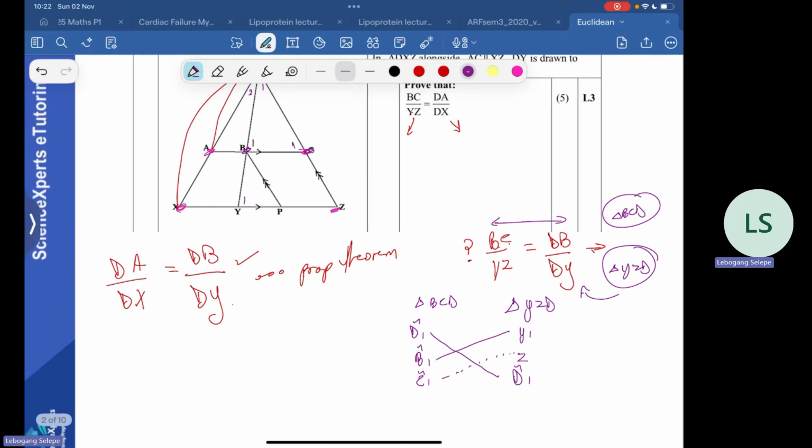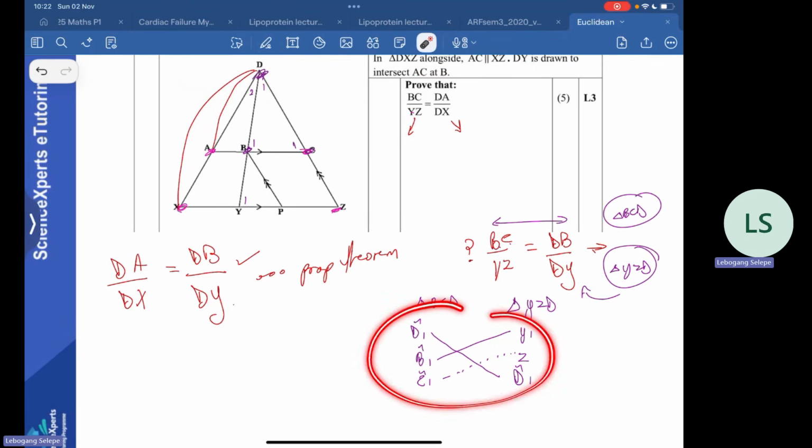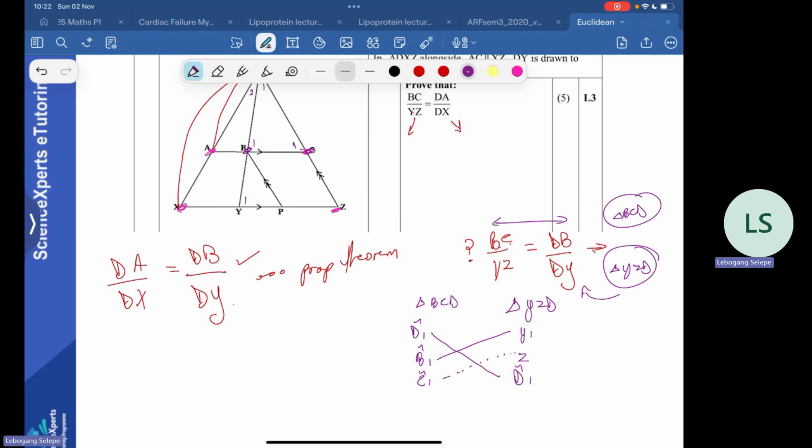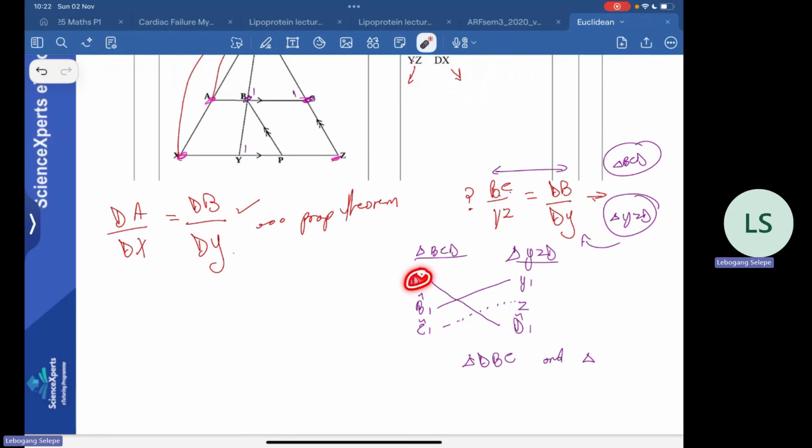So how I'm going to name my triangle, I'm going to use the angles that are equal to name my triangles. So I'm going to name them properly now, because this is not proper naming, right? When I name it, the angles need to correspond. So I can call this one triangle DBC, right? And the other one I can call it triangle... So the angle D in this triangle is also equal to angle D in the other one. So I can also call this one D, start with D.